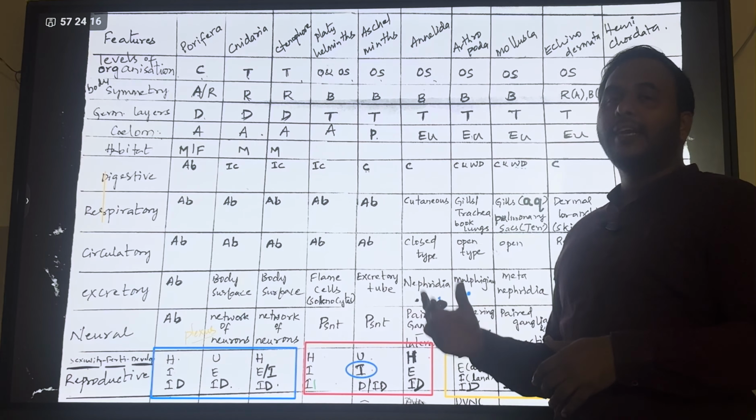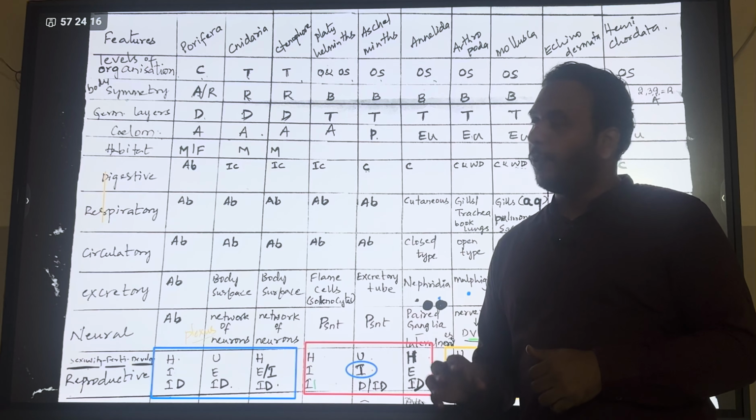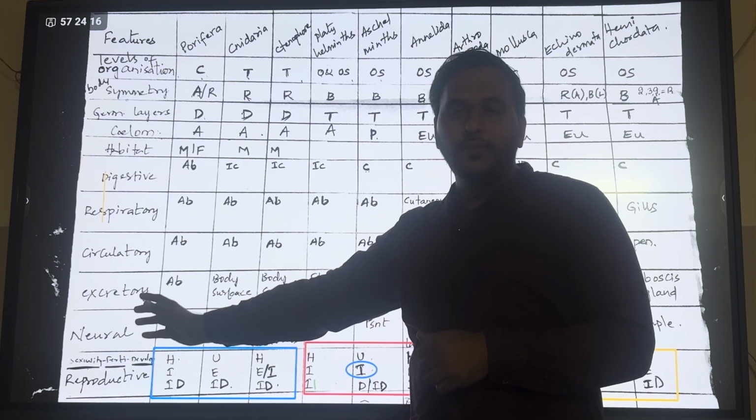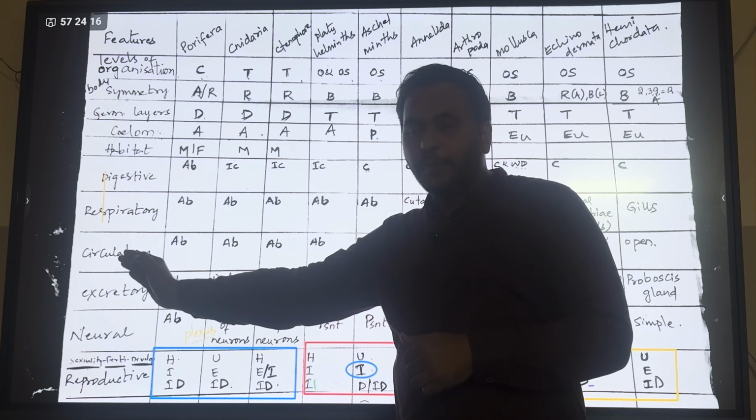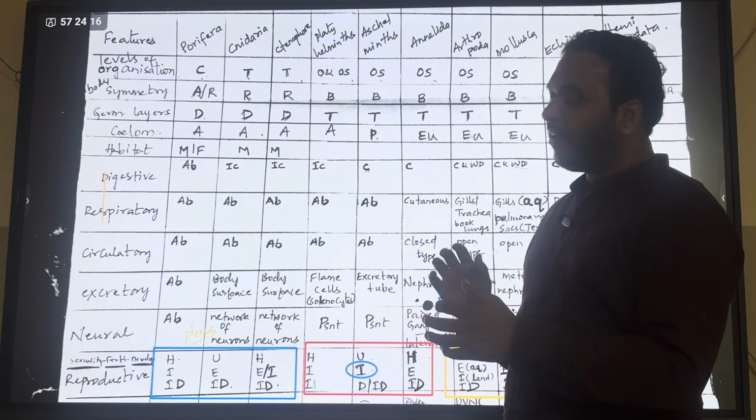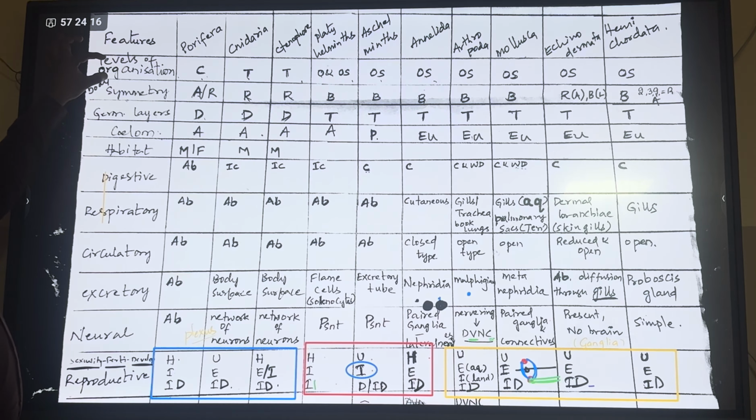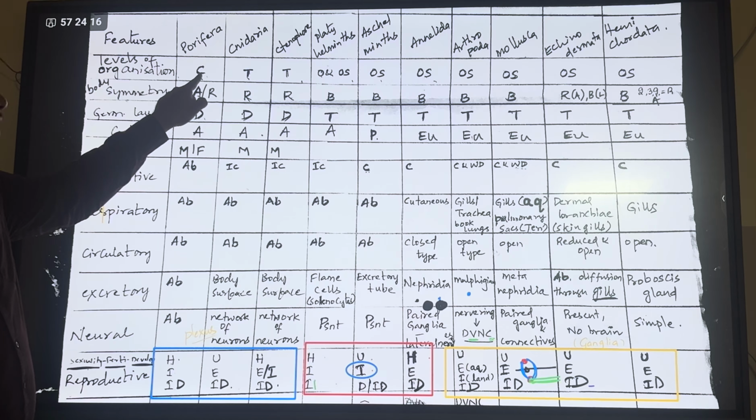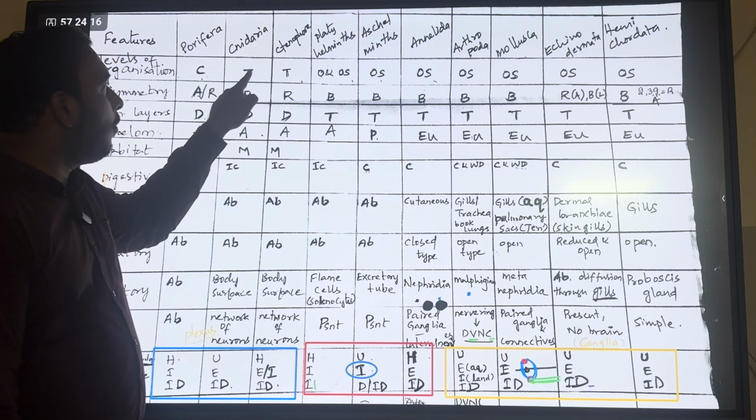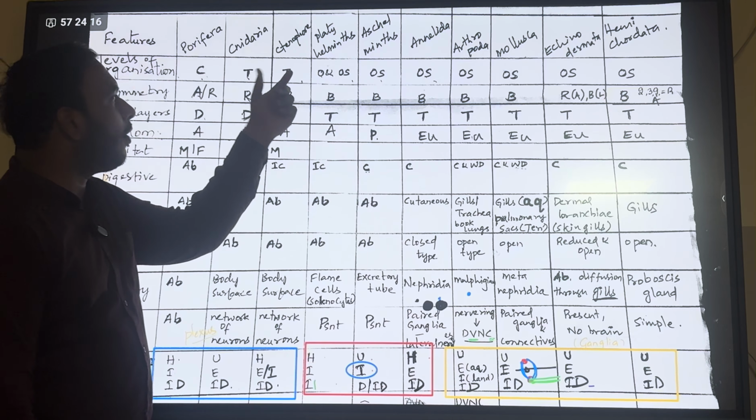Here you can see a small table that I have created for the first 10 phyla, including the basic characters, that means basis of classification, and also digestive system, respiratory, circulatory, excretory, neural and reproductive features. Now if you look at the level of organization, for Porifera I have written C. C stands for cellular level. Cnidaria and Ctenophora, that means Coelenterata and Ctenophora, I have written T, that means tissue level of organization.